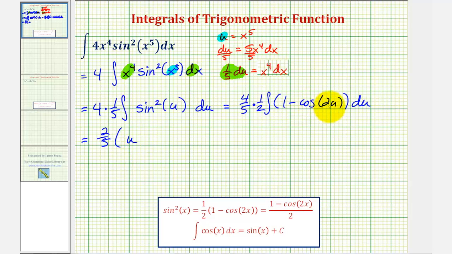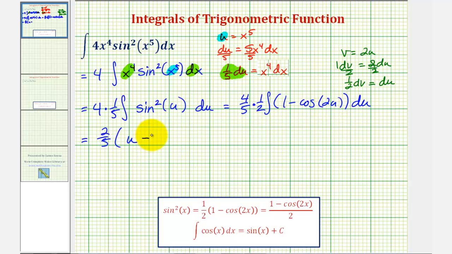When we integrate cosine 2u, we would have a u substitution. Let's call it a v substitution, where v would be equal to 2u, and therefore dv would be equal to 2 du. So if we divide both sides by 2, notice how du equals 1/2 dv, which means we'll have an extra factor of 1/2 when finding the antiderivative.